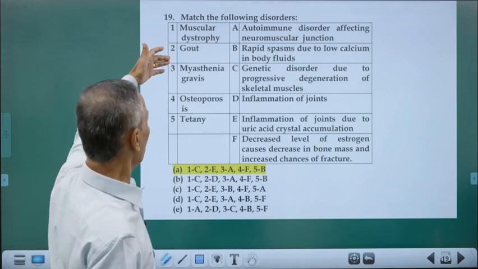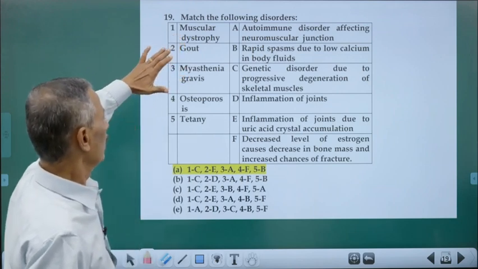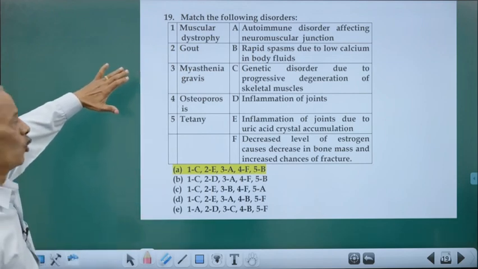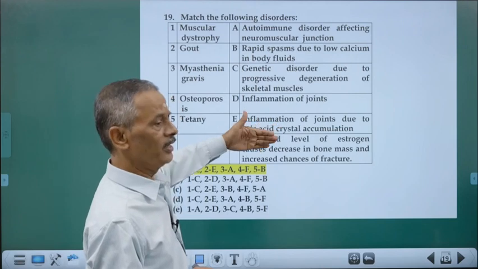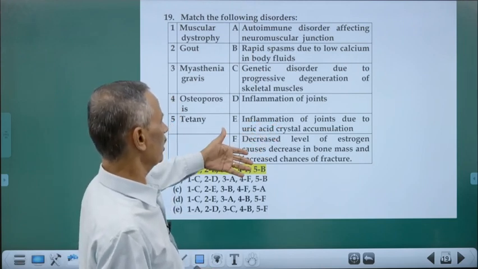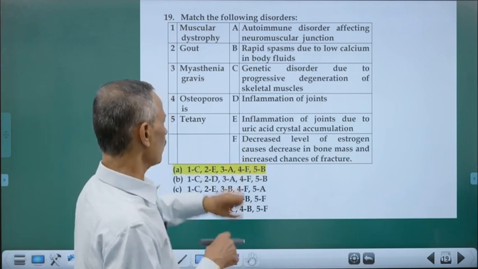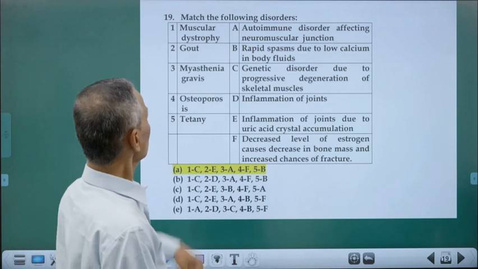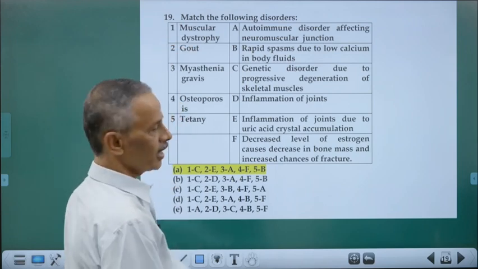Gout. Gout is because of the deposit of extra uric acid. There is an anomaly in the metabolism and more uric acid is produced than our body can send out, and that leads to accumulation of this uric acid in joints. That is called gouty arthritis or gout. Myasthenia gravis.